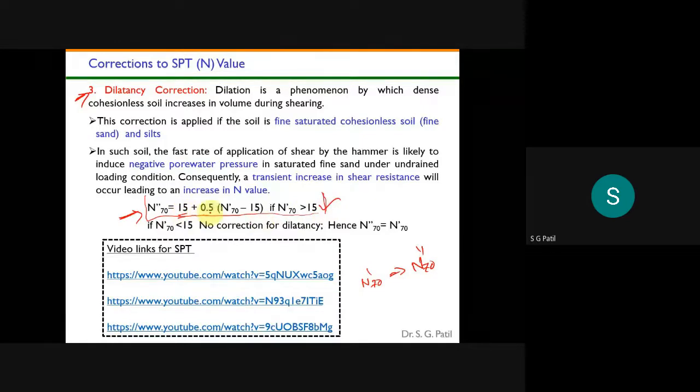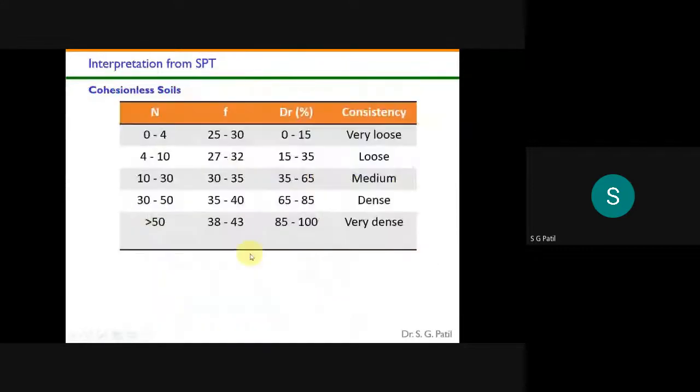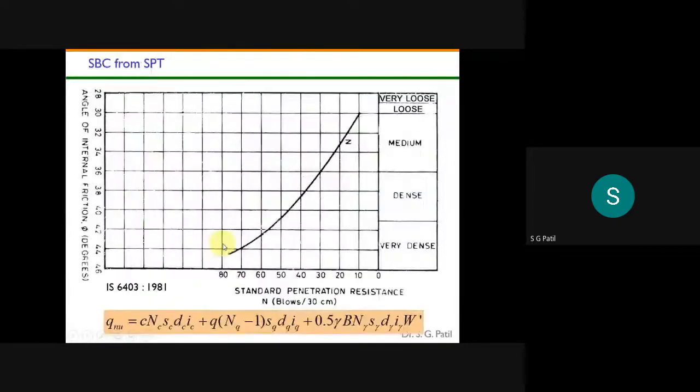So 15 plus 0.5 into (N70 dash minus 15). N70 dash is nothing but the N value to which energy correction and overburden correction are already applied. This dilatancy correction is applicable only if your N70 dash is more than 50. So these are the three corrections that should be applied. Then only that N value you have to take, and then proceed to this figure.